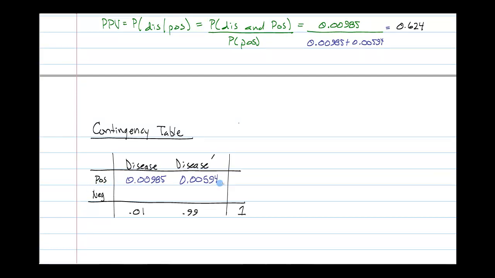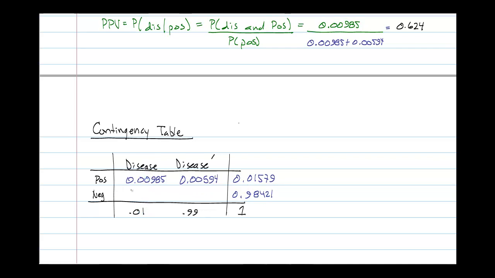And then to fill in the rest of the table, I actually just add the columns and rows. And so to find the probability of a positive result, I would just add across. So 0.00985 plus 0.00594, I get 0.01579. And then to find this value, I can subtract from 1, and I get 0.98421. That tells me that these two numbers here better add to 0.98421.